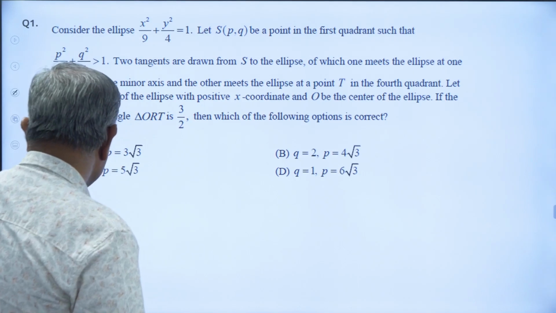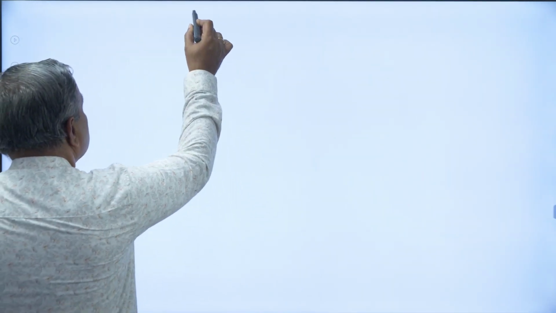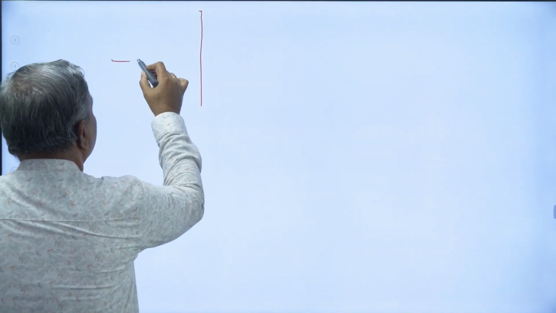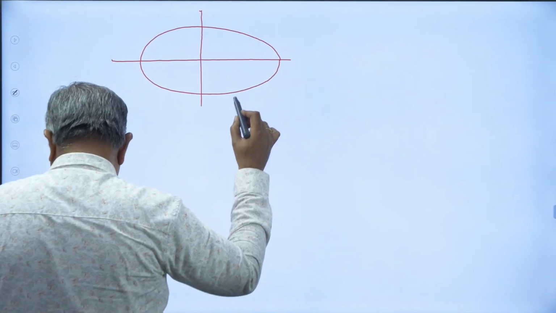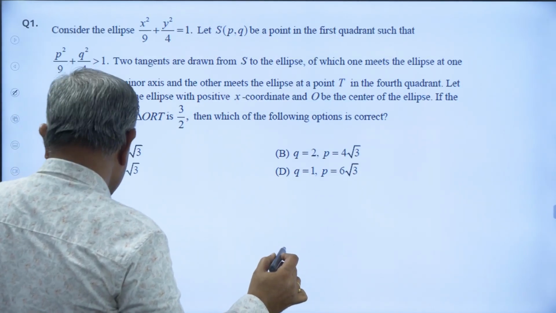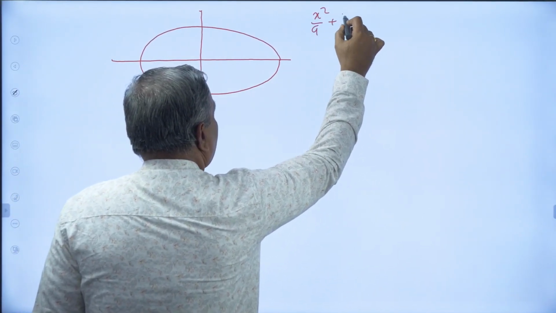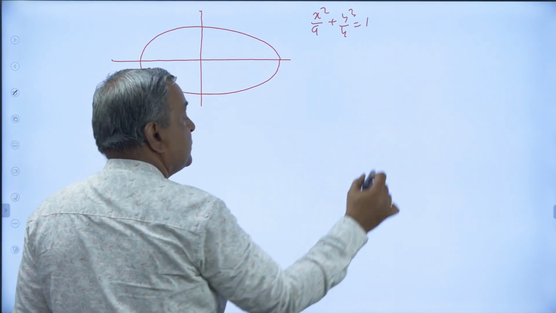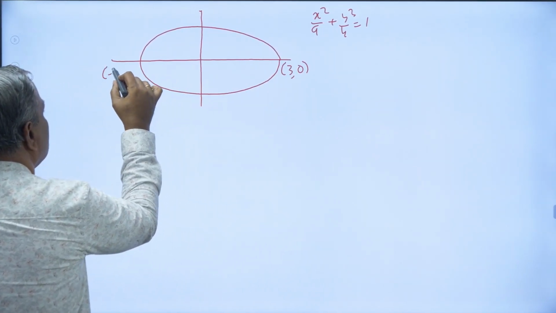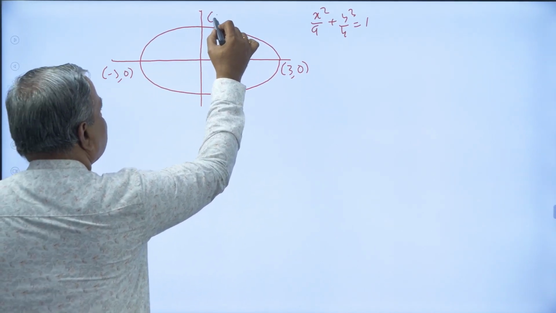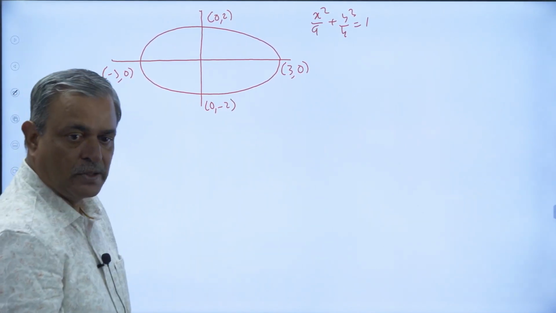I'll take a blank sheet. Have not read the complete problem at all. Immediately you draw the diagram. You draw the ellipse. And what is given to us? x square by 9 plus y square by 4 equal to 1. Immediately you write whether it is required or not required: 3, 0; minus 3, 0. It won't take much time: 0, 2 and 0, minus 2. You have written it. Okay, ellipse.